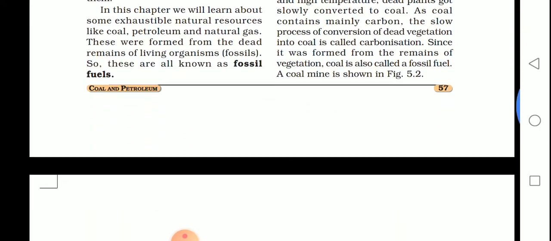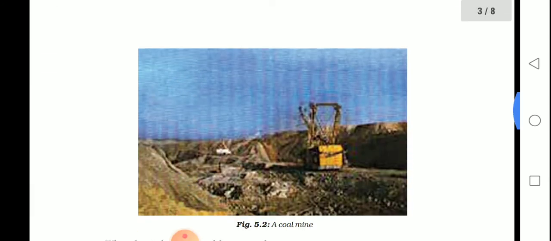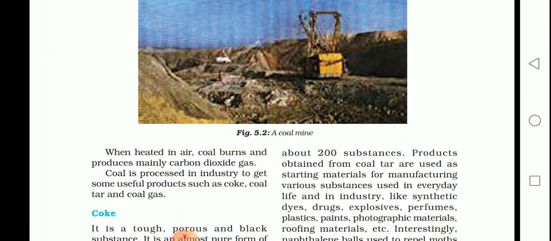So this coal is used for various purposes. For example, if you burn coal in the presence of air, in which oxygen is present, it will produce carbon dioxide gas. So carbon dioxide gas is produced when you burn coal. Coal is processed in industry to get useful products such as coke, coal tar, and coal gas. These are very useful products. We will study them one by one.